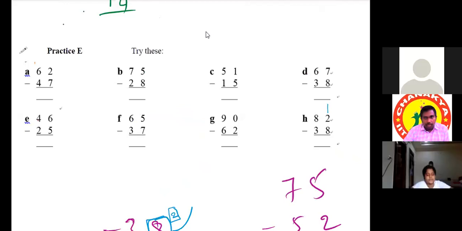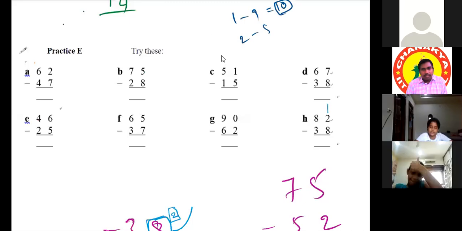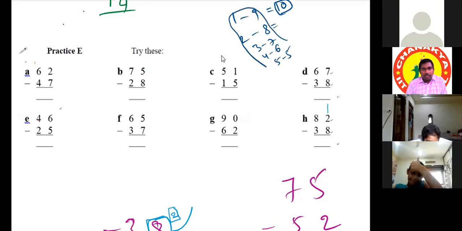Sir, I am not understanding what is a complement of a number, sir. Yeah, simple. See, complement of 1 is 9, because by adding 1 and 9, we'll get 10. Complement of 2 is 8. Complement of 3 is 7. Complement of 4 is 6. Complement of 5 is 5. That's all. Only these 5 combinations. No more combinations other than these 5. Now clear? Ashwad?